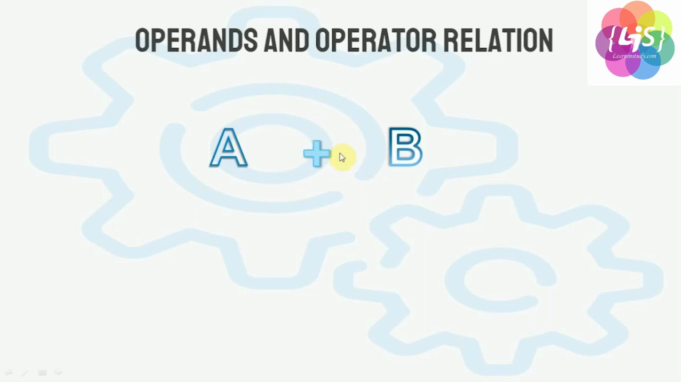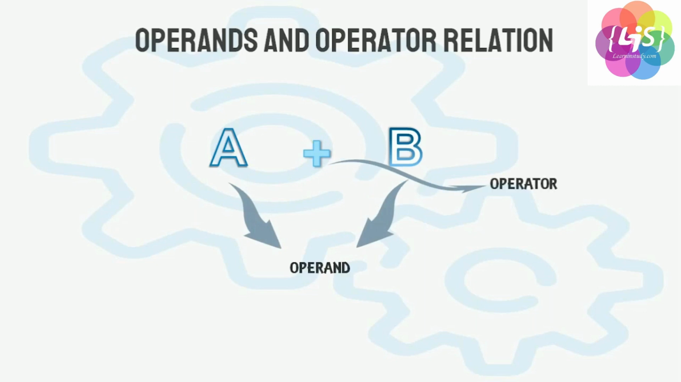Here it could be the symbol of subtraction or multiplication or division, whatever symbol that you're using. You're trying to establish a relation between two data entities, and this is nothing but your operator. So here your A and B are your operands, right? And this plus symbol is your operator. The entity which is trying to establish a relation between the two operands is your operator.